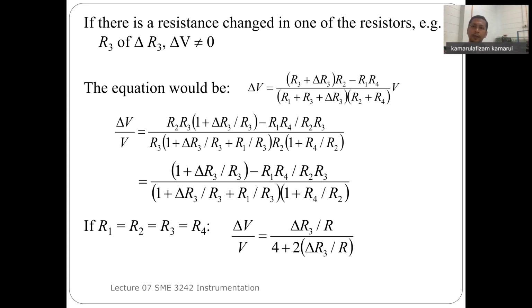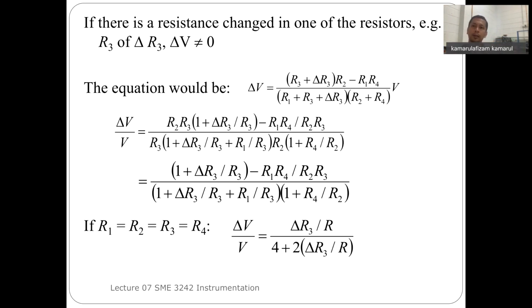Suddenly, in this case, we have some very small changes in one of the leg resistors, R3. Now R3 is experiencing some small change. It's becoming delta R3. So when R3 is changing, the null bridge condition no longer holds. So you have a not-null situation in which the output voltage is no longer 0. There will be some changes in the output voltage.